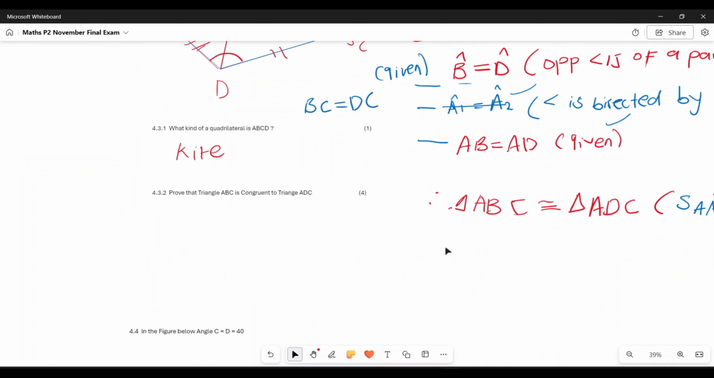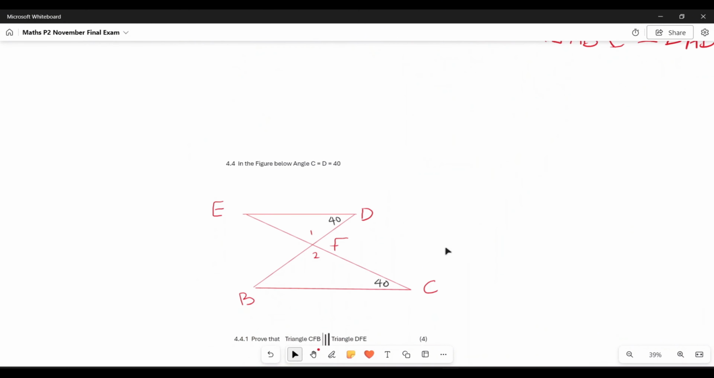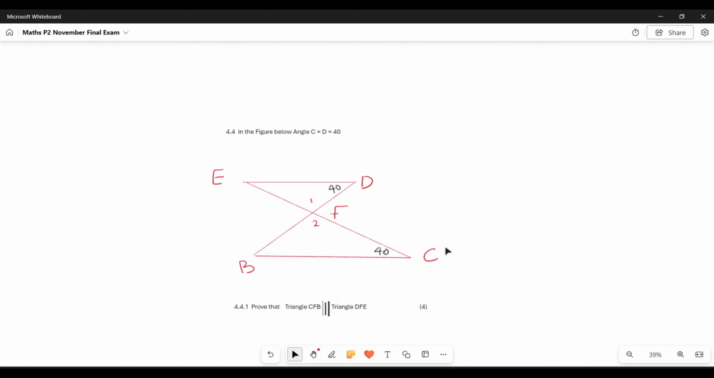Now, that will be all for this question. Now let us move on to the next question. In the figure below, we are told that angle C is equal to D and both of them are equal to 40 degrees. Now we need to prove that triangle CFB, which is this triangle at the bottom, the big one, so let me highlight it in blue, is similar to the triangle above, which is the small triangle here. So we need to prove that these two are similar to one another.